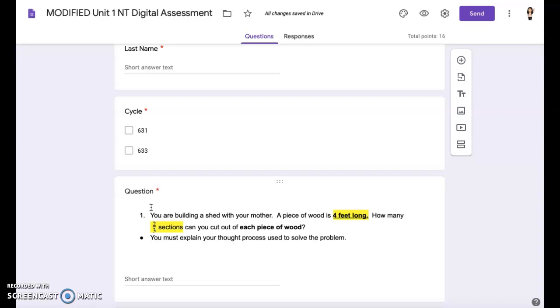Number 1. You are building a shed with your mother. A piece of wood is 4 feet long. How many 2/3 sections can you cut out of each piece of wood? You must explain your thought process used to solve the problem in the box down below.